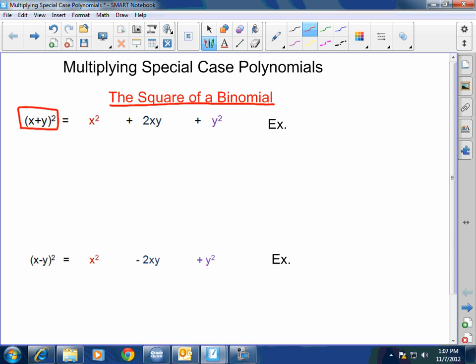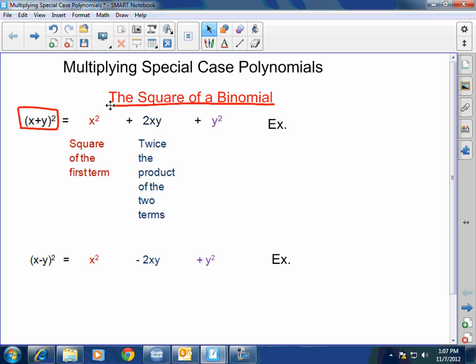Now, what happens here is very simple, guys. You're going to always end up with x squared plus 2xy plus y squared. Now, why? Whenever we square a binomial, you're going to first square the first term. What is the first term here in x plus y? X, so what's x squared? X squared, boom. Plus, because you have a plus here, you're going to find the product of the first term and the second term, and you're going to multiply that by 2. So you're going to find twice the product of the first and the second term. That's how I get 2xy.